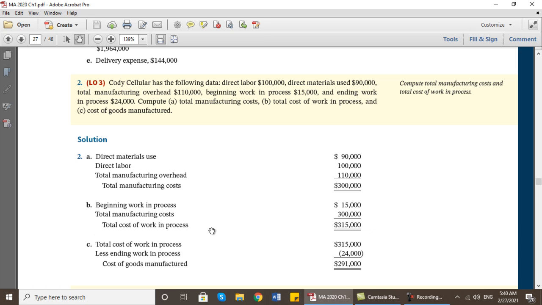Total cost of work in a process. Cost of goods manufactured. Cost of goods manufactured, it's total cost of work in a process less ending work in a process equal cost of goods manufactured. Cost of goods manufactured is equal total cost of work in a process less ending work in a process.